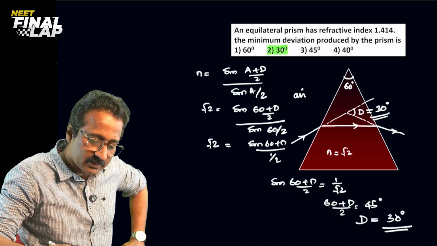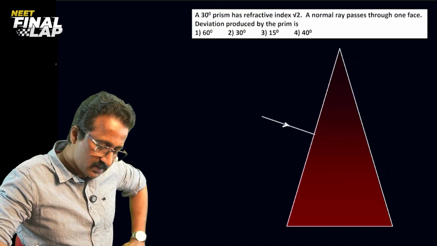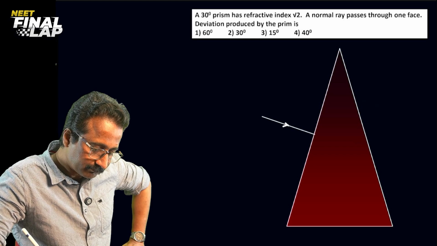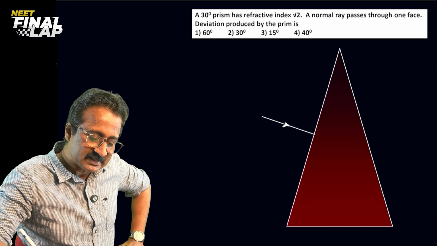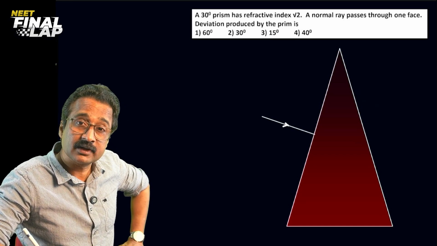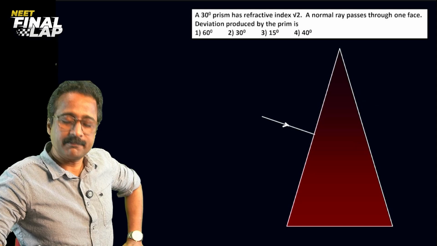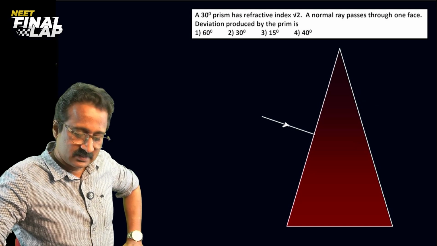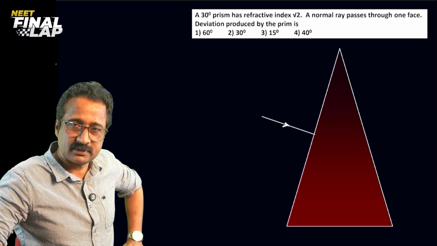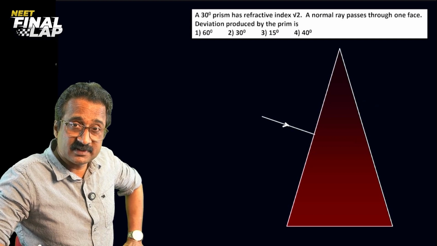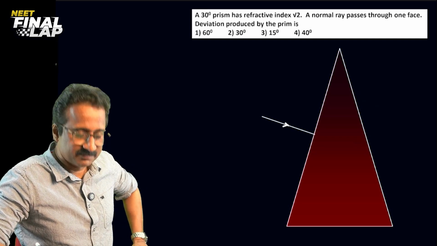Okay, that was our first question on prism. Here is my second question. A 30-degree prism has refractive index of √2. A normal ray passes through one face. Deviation produced by the prism is. See, it is deviation they are asking. They don't say it is minimum deviation.